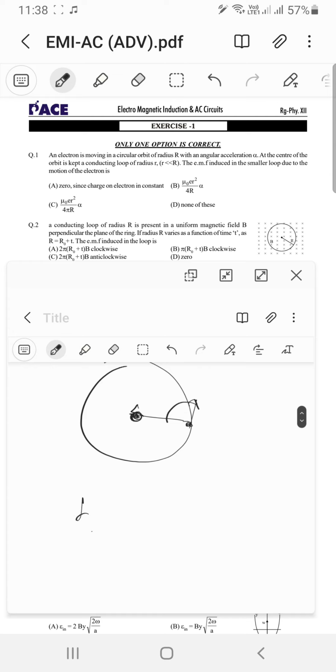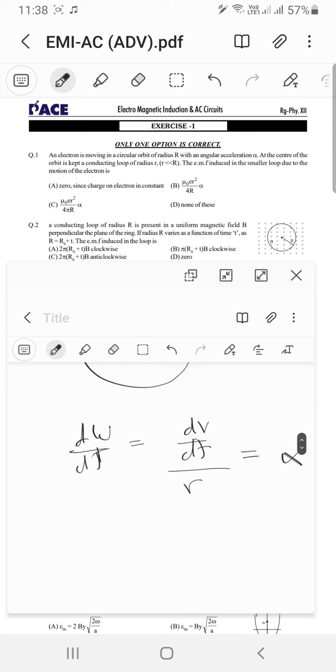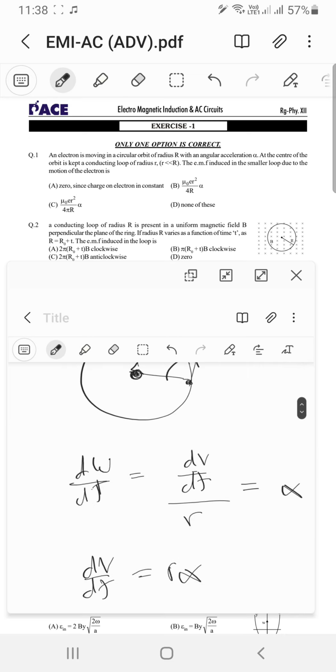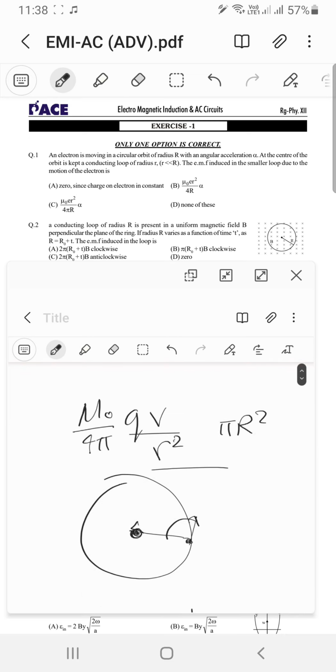Angular acceleration is d omega by dt, which is dv by dt upon r. That's our alpha. So dv by dt equals r alpha, and you can find v from that: v equals r alpha t. Okay, cool. And then we're just going to put that over there. Isn't that right?